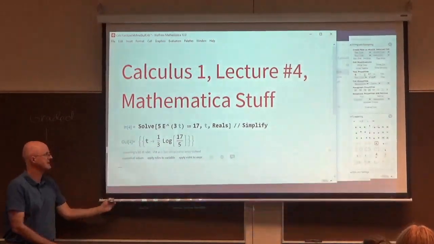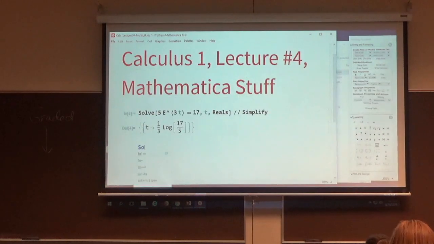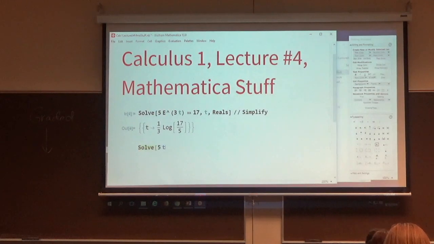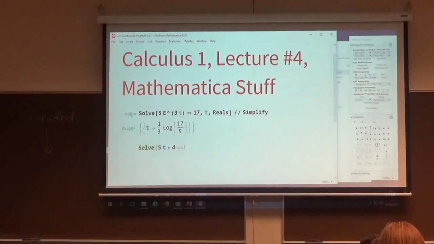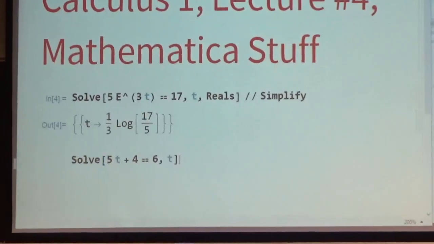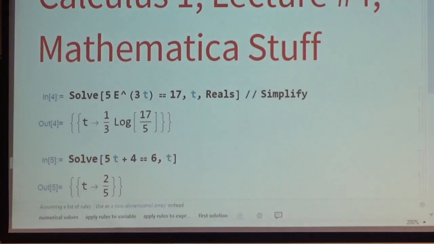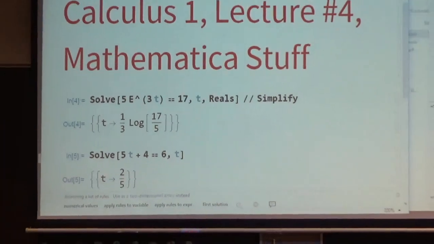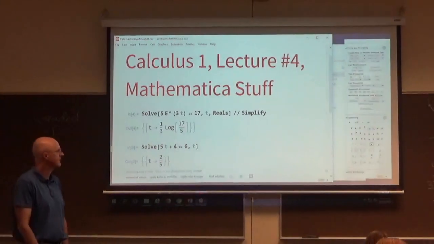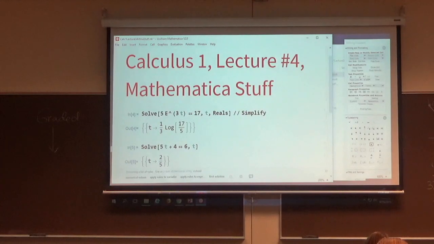Just as another quick example, we can solve a linear equation. 5t plus 4 equals 6 for t, and I don't need the extra comma Reals because that will only have a real solution, 2/5. That's saying the answer is 2/5. Okay? So that's a basic use of Mathematica. Mathematica can do much fancier things, but I'm not going to show you right now.